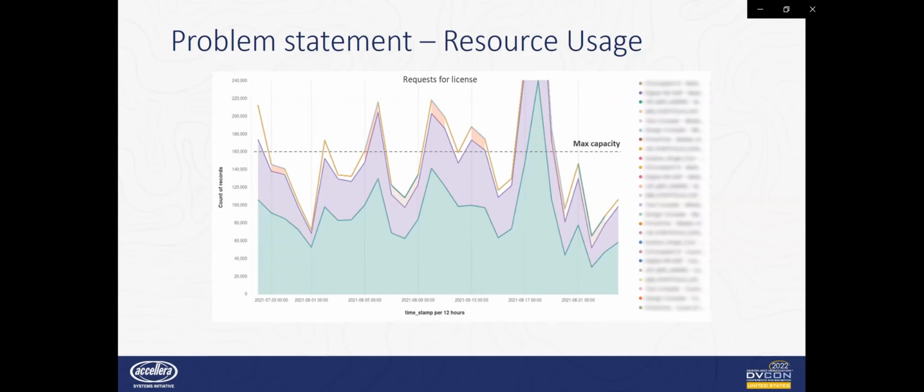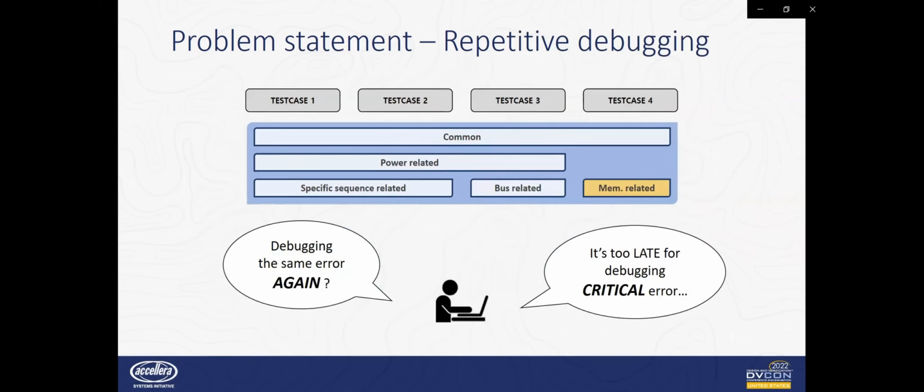In this situation, many verification engineers have to wait for a long time to get resources and simulate their test cases. What is worse, in such a limited resource capacity and fluctuated resource usage, verification engineers often debug the same errors repetitively from similar test cases throughout multiple projects. Even though engineers already reserved common and power-related bugs for the first and second test cases, he has to debug the same issues again for the third test case.